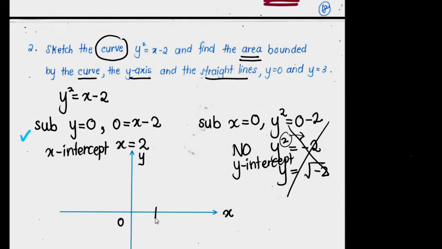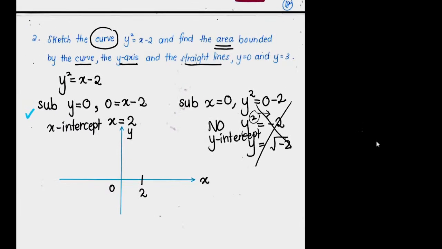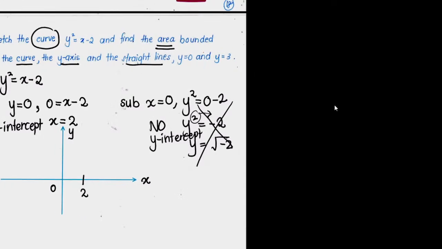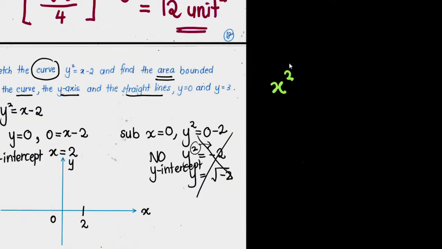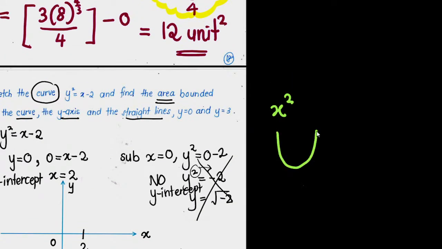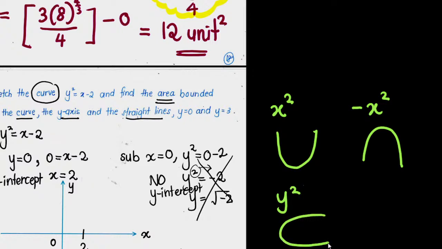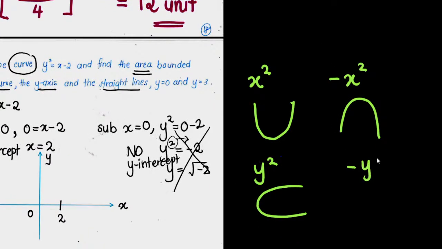Okay, the x-intercept is 2, right? Okay, remember, usually, if we sketch, I'll show you all the difference first. If you sketch x square graph, you will draw smiling. If you sketch negative x square, you will draw sad. Okay, so if you draw y square means you will draw smiling also, but your smiling will be C, reversed smiling. Okay, if you draw negative y square, you draw this way, reversed.